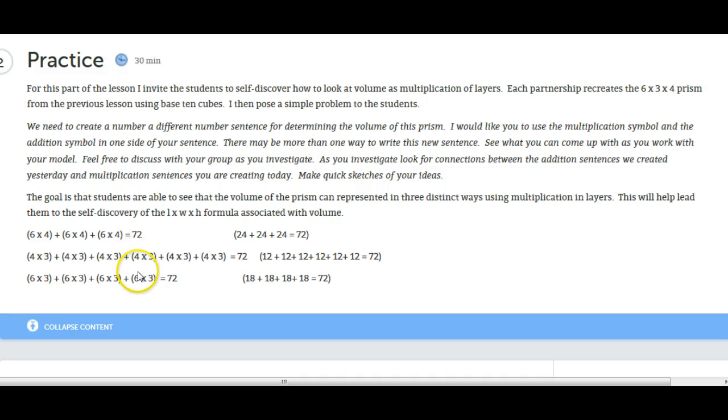Again, there's 3 different ways, and so I have those recorded with the ones that we used from the previous lesson. So when just looking at it as an addition of layers, we had 24 plus 24 plus 24, but broken up into multiplication of layers, well, that was 6 times 4 plus 6 times 4 plus 6 times 4. So I want the students to discover that on their own. I definitely have to walk around the room and guide some groups that are struggling a bit.